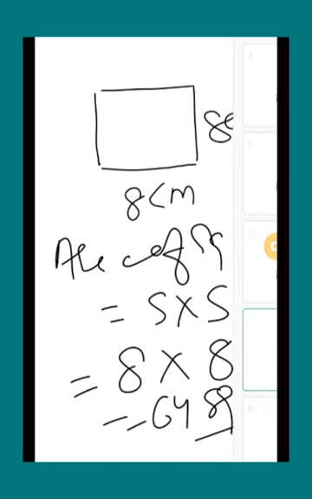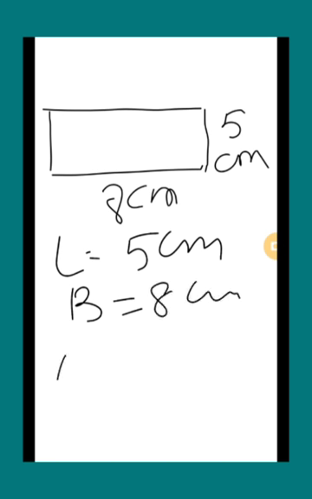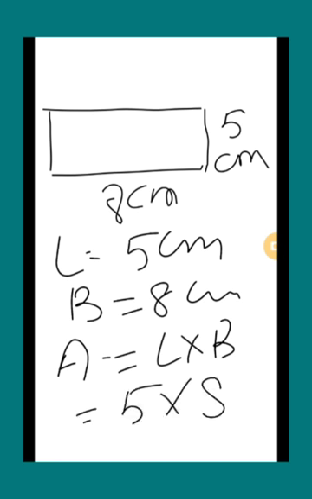Okay. See next one. This is the shape of a rectangle. In this length is equal to 5 cm, breadth is equal to 8 cm, and area of rectangle is equal to length multiply breadth, which is equal to 5 multiply 8. 5 8s are 40 square centimeter is your answer.